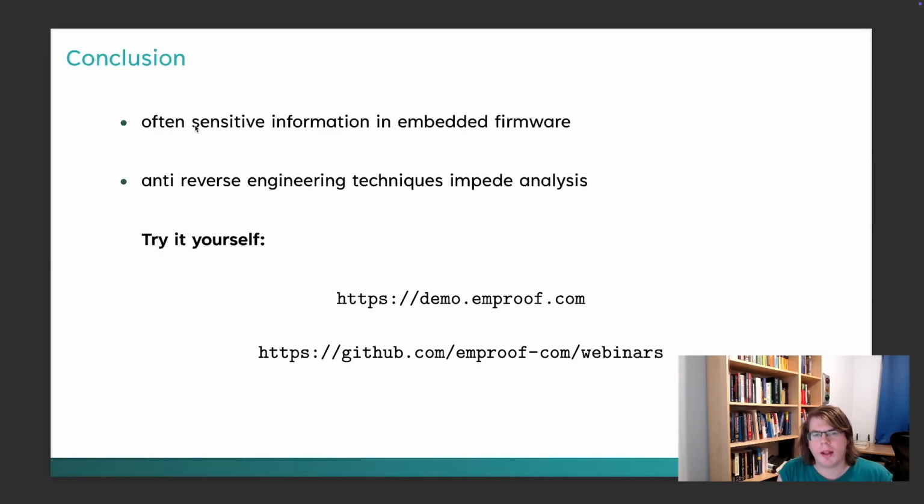So to conclude, embedded Linux systems, but also bare-metal devices, often contain sensitive information in the embedded firmware, and there are techniques to impede the analysis, especially for the low-level part, like anti-reverse engineering techniques, which allow you to harden your code. If you would like to try it yourself, I encourage you to test out the demo on your own and also play around with the binary. The binary will be released later on, together with the recording of this webinar.